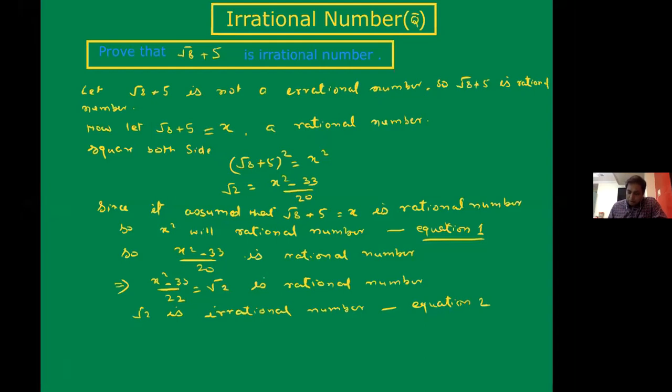So just square both the sides. Okay, so (√8 + 5) whole square equals x square. Just simplify this. Okay, so finally I have written √2 equals (x square minus 33) by 20.